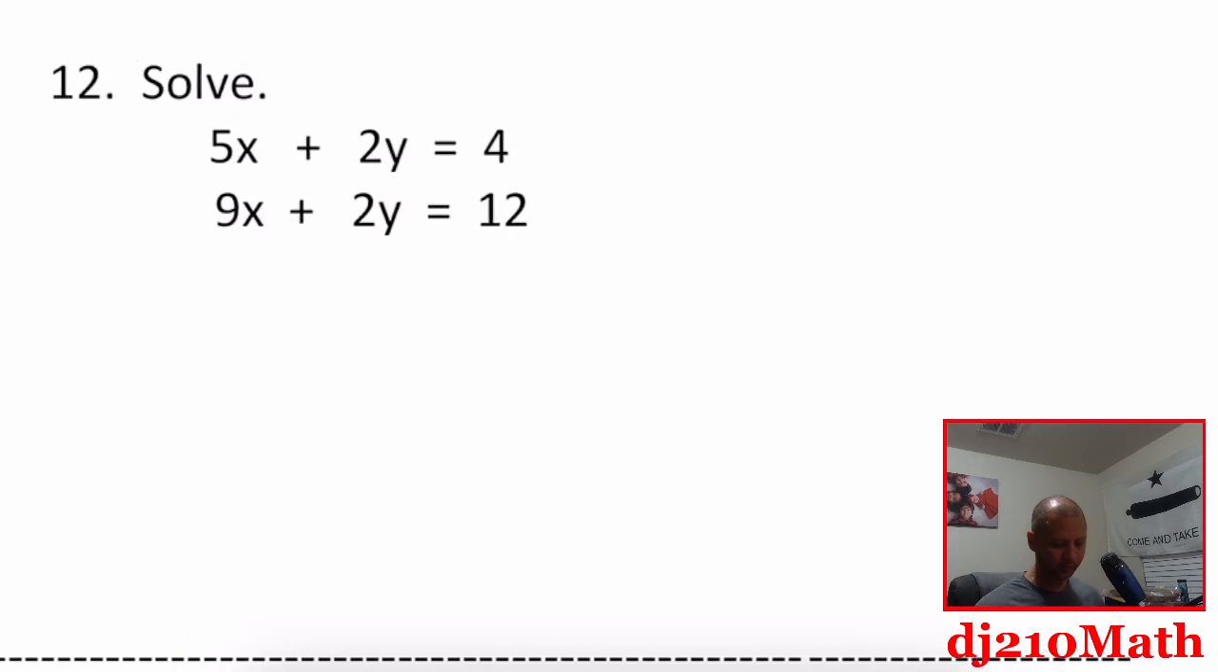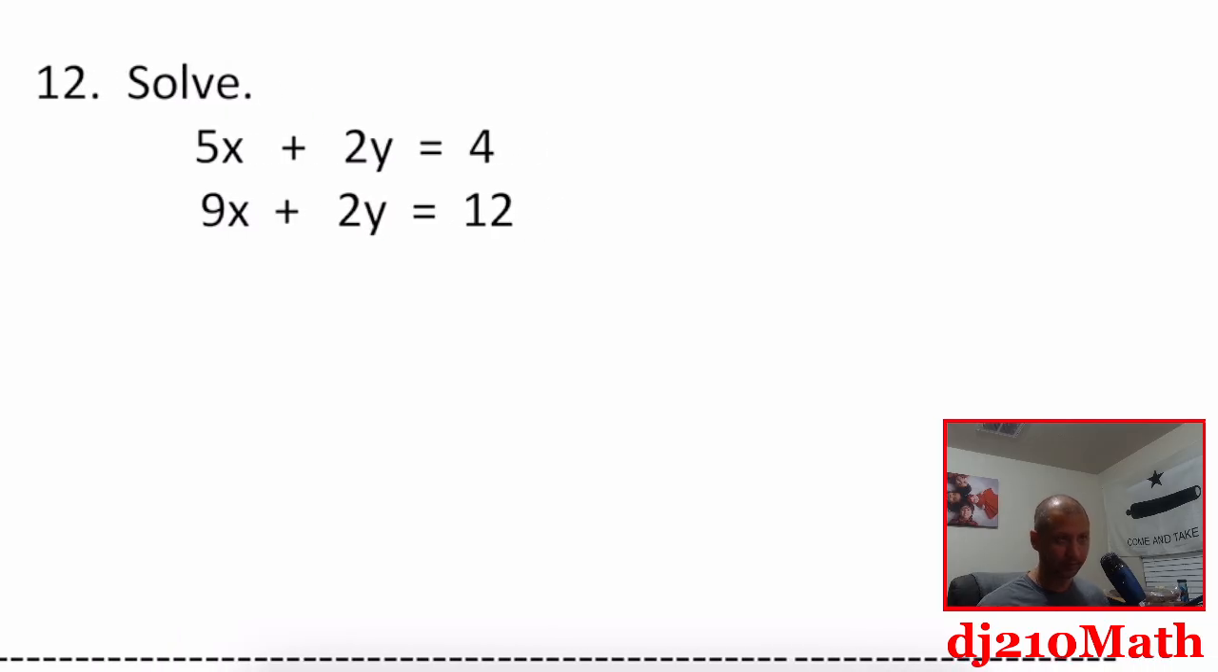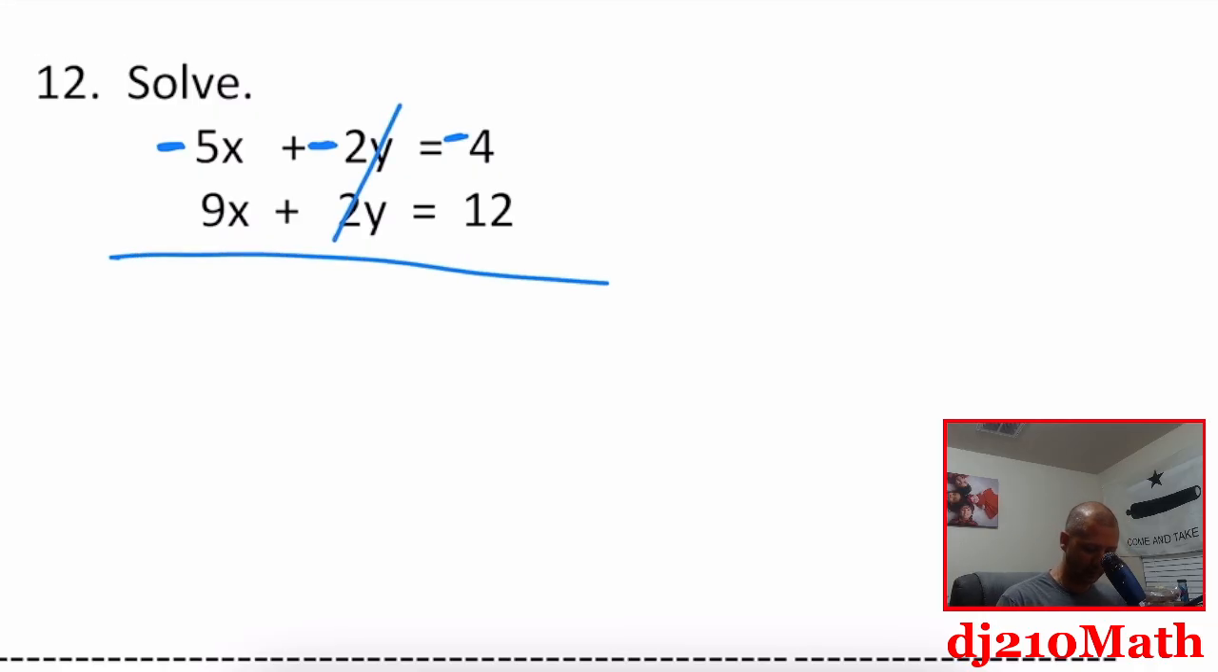All right, number 12. 2y, that stands out. If we multiply everything by a negative, change the sign of everything, that's going to cancel. And we get 4x is equal to positive 8, right? Negative 4 plus 12. Divide by 4. x is equal to positive 2.